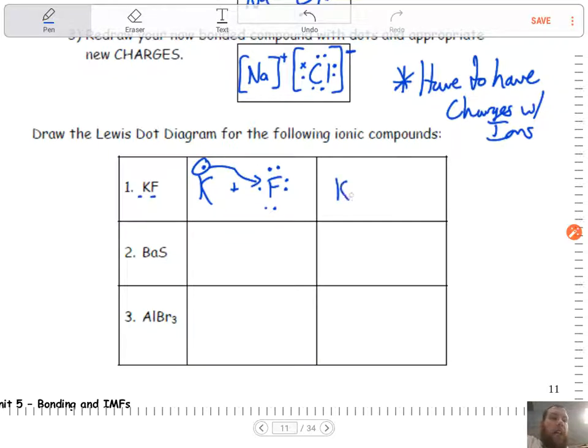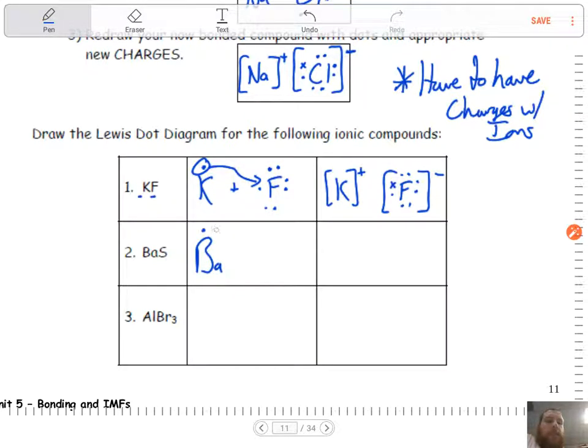So now our final product: we'd have potassium with a plus because it lost its electron. Fluorine is going to have all 8 valence electrons now. I'm going to put an X there, showing the electron that came from potassium, and then a negative sign. So that's what your final product should be for the bonding that takes place between potassium and fluorine. Next one.